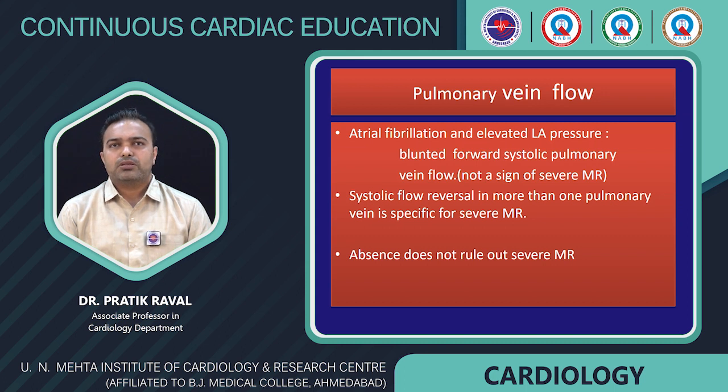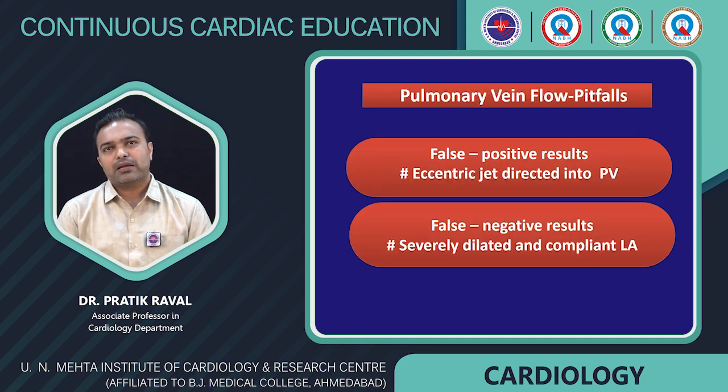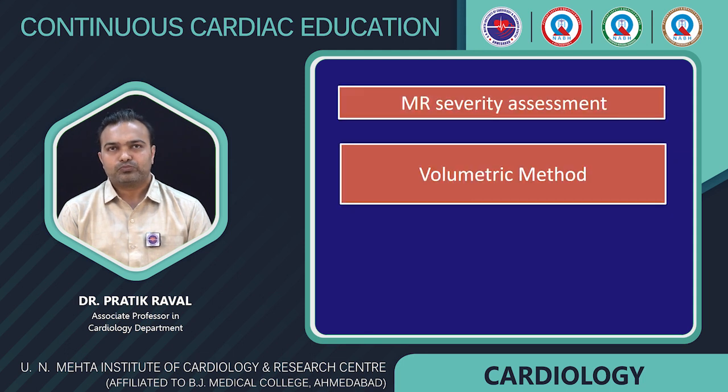However, blunting of systolic pulmonary venous flow can be seen in patients with AF and those patients with elevated LA pressure. So it is not a very specific sign of severe MR, but systolic flow reversal in more than one pulmonary vein is a very specific sign of severe MR, and its absence does not rule out severe MR. So accordingly, we can get false positive results in patients with an eccentric jet which is directed into one of the pulmonary veins, and false negative results can be seen in patients with a severely dilated or very compliant large LA.